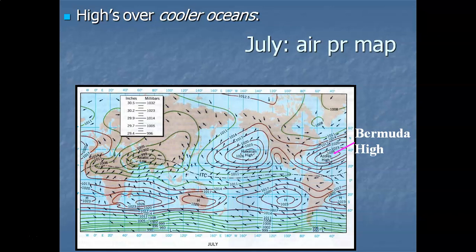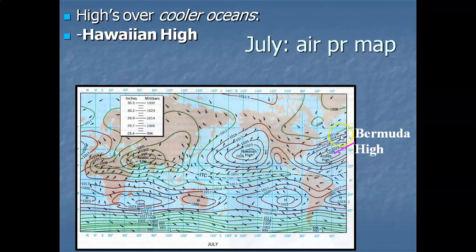The land masses are really heating up, but the oceans are kind of staying the same, and really intense high pressure systems develop in the northern hemisphere, in the northern Atlantic, in the northern Pacific, over the relatively cooler oceans. And they develop every summer, and they're given names. And here, in the Pacific Ocean, centered over the Hawaiian Islands, the Hawaiian High enlarges and intensifies over the Pacific Ocean every summer. And so that's called the Hawaiian High.